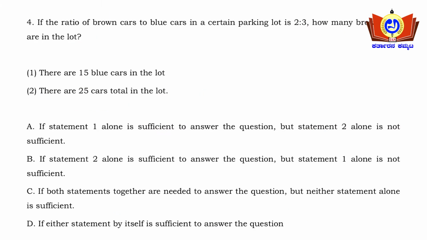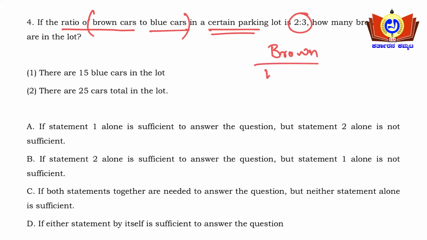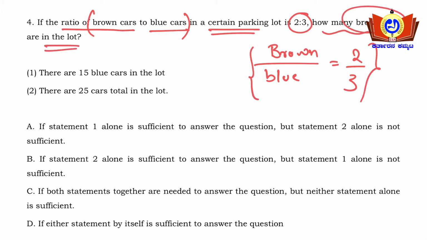The fourth question is: if the ratio of brown cars to blue cars in a certain parking lot is 2 by 3, so brown to blue cars the ratio is 2 upon 3, how many brown cars are there in the lot? The first statement tells that there are 15 blue cars in the lot.